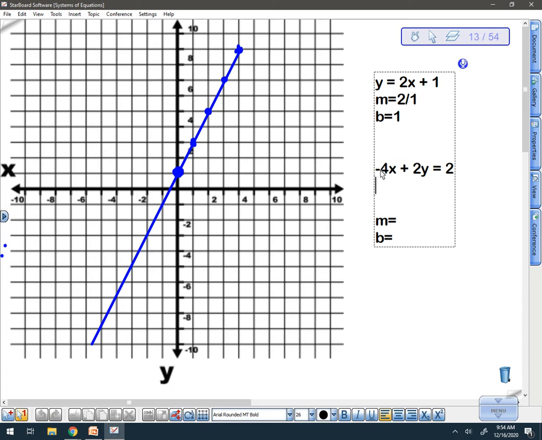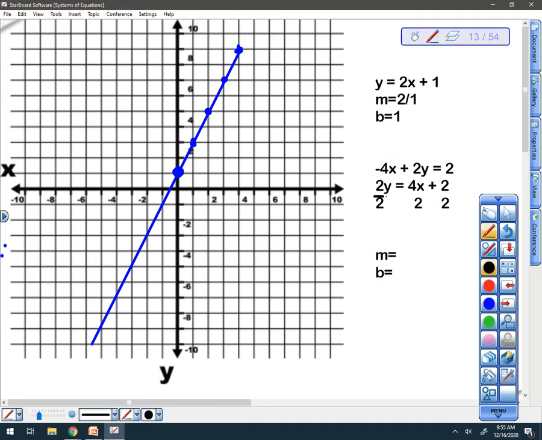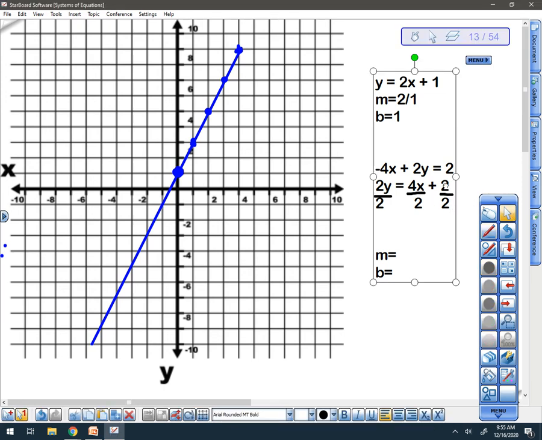So think back to the last couple of days. How did you do that? You took the x and moved it to the other side. So that gives us 2y equals negative 4x, and when you move it, it becomes positive 4x, and then you have plus 2. Then the next thing you had to do from that step was to divide each part by whatever is in front of the y. On this one, it's a 2, so divide everything by 2.